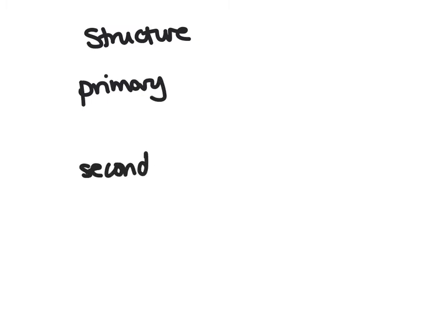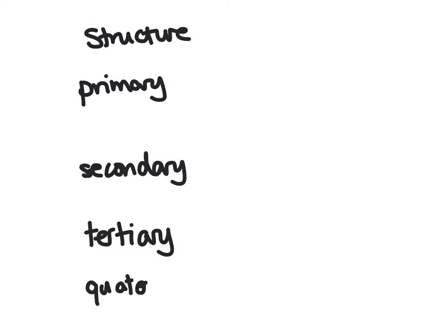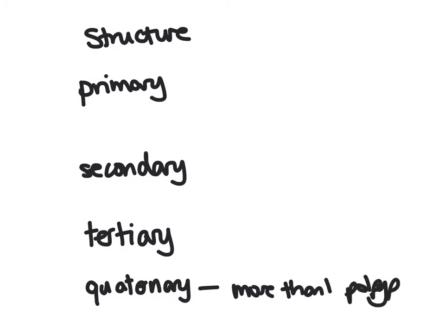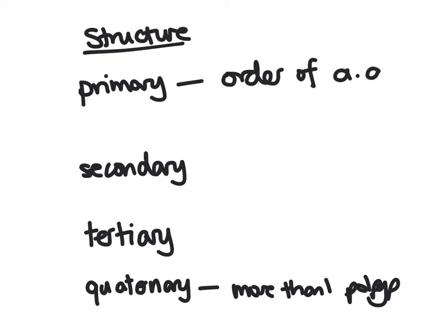Now, we said that enzymes are made of protein. And when we think of the structure of protein, we think of primary, secondary, tertiary, and some proteins have got more than one polypeptide chain, and so they've got a quaternary structure. So what do we mean by the primary structure? Well, it's the order or the sequence of the amino acids in the chain.